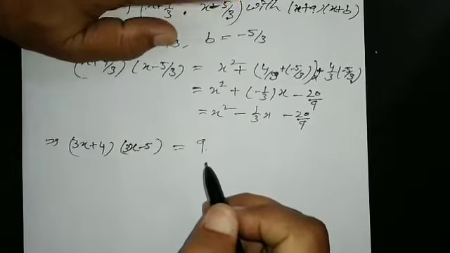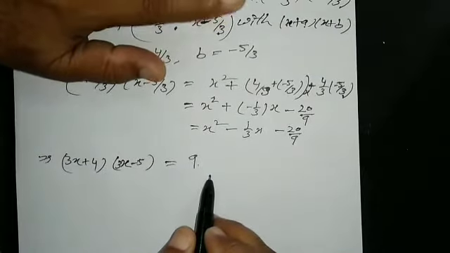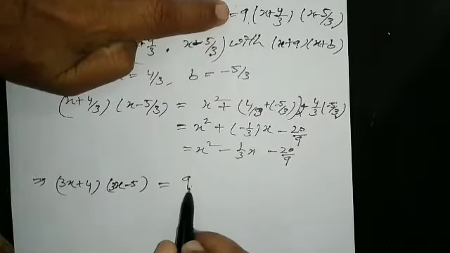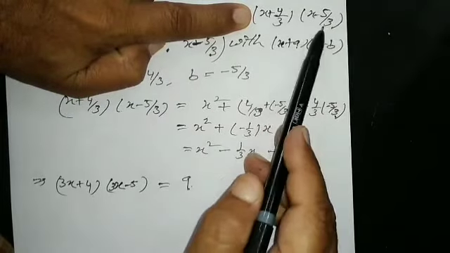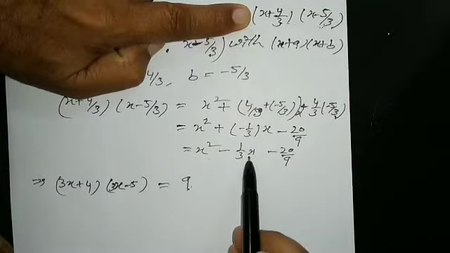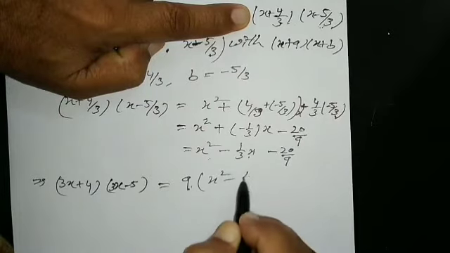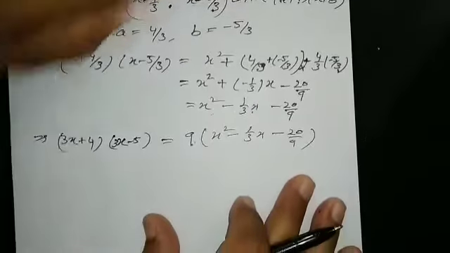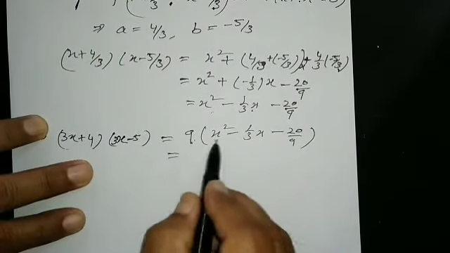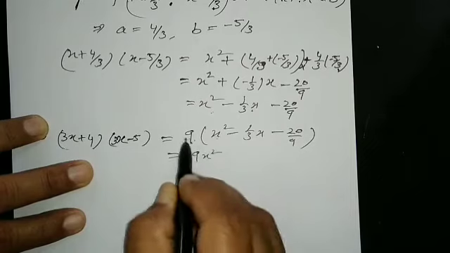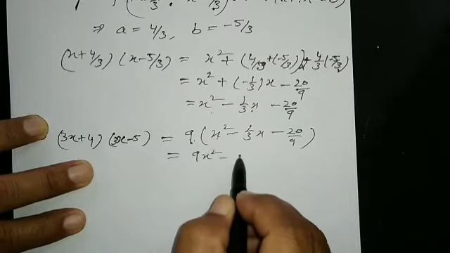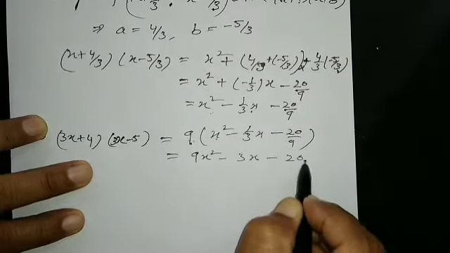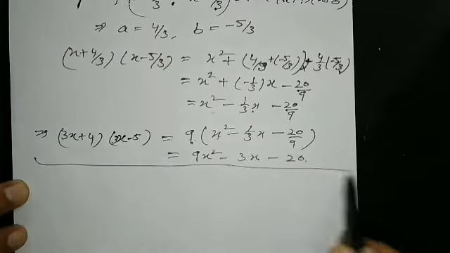This is 9, right? Okay, this is 9, and the multiplication of these two factors is equal to this. So x square minus 1 by 3x minus 20 by 9. Now multiply it with this, that is 9x square, and if you multiply it, it will cancel 3 and you will get this. This is the required multiplication.